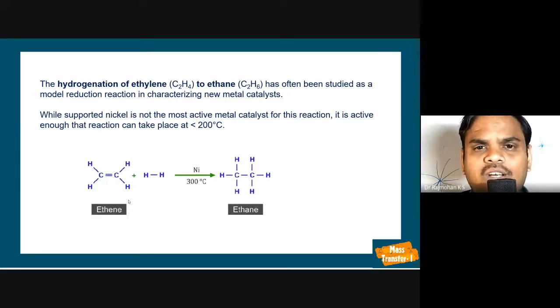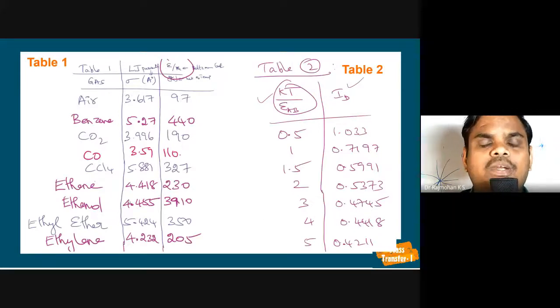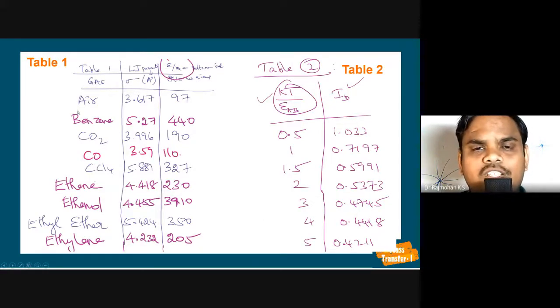In what proportion? From stoichiometry, it is equimolar counter diffusion, since for every 1 mole of hydrogen there is 1 mole of ethane formed. As explained in lecture number 16, please complete that lecture, where all the theory and concepts to be used in this numerical problem are explained in detail.